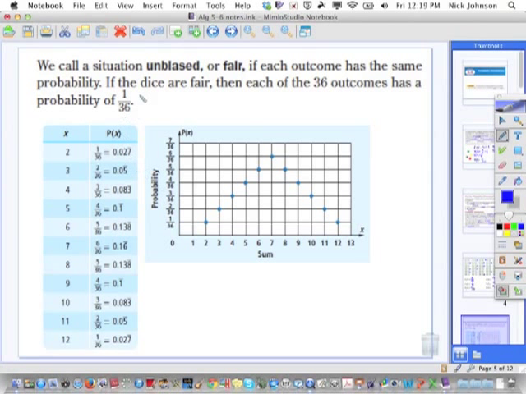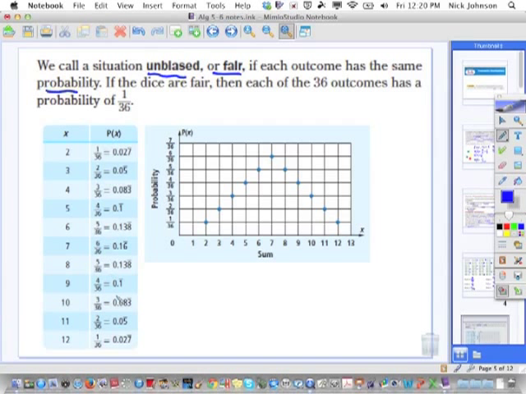We call a situation unbiased or fair if each outcome has the same probability. If the dice are fair, then each of the 36 outcomes has a probability of 1/36. So each one of those could equally have a chance of happening. That's unbiased or fair. The dice aren't loaded.